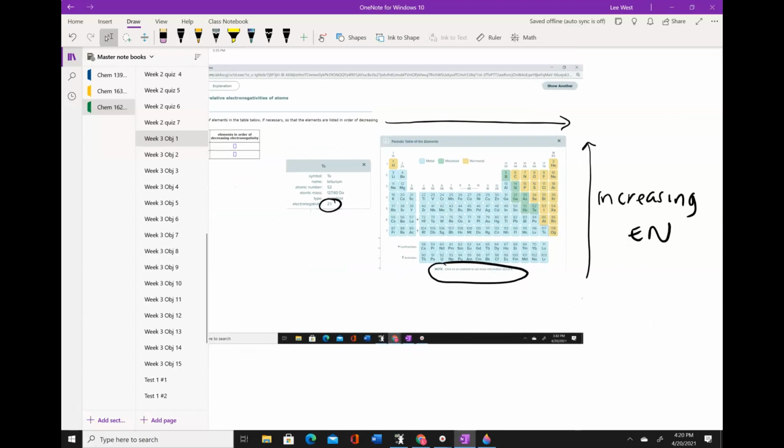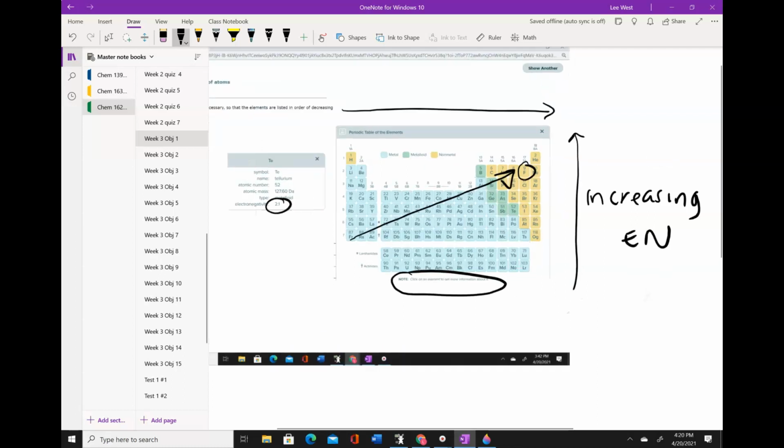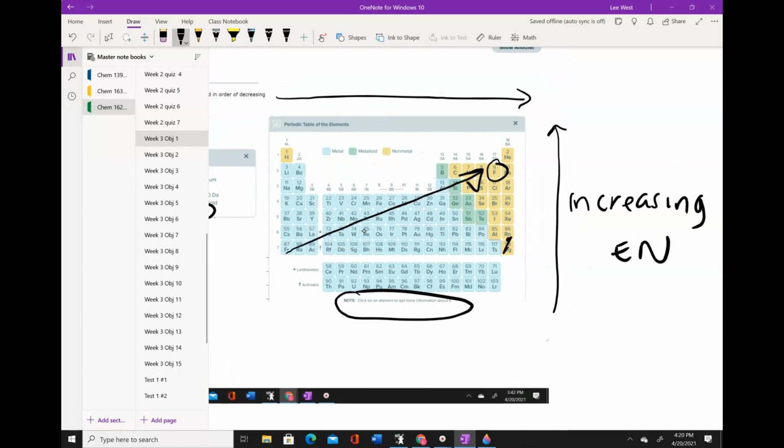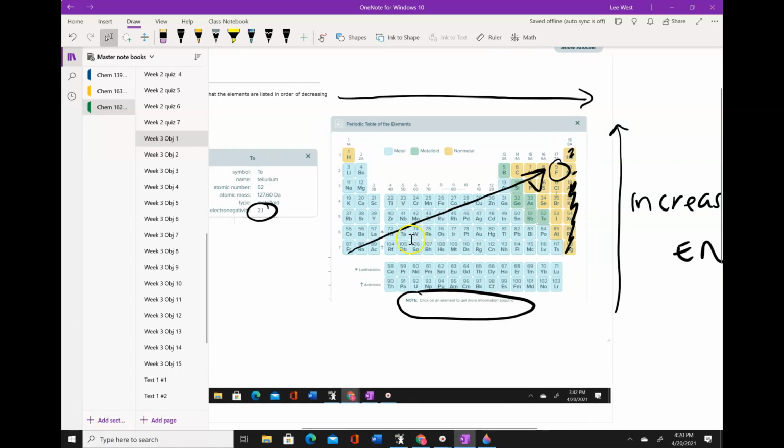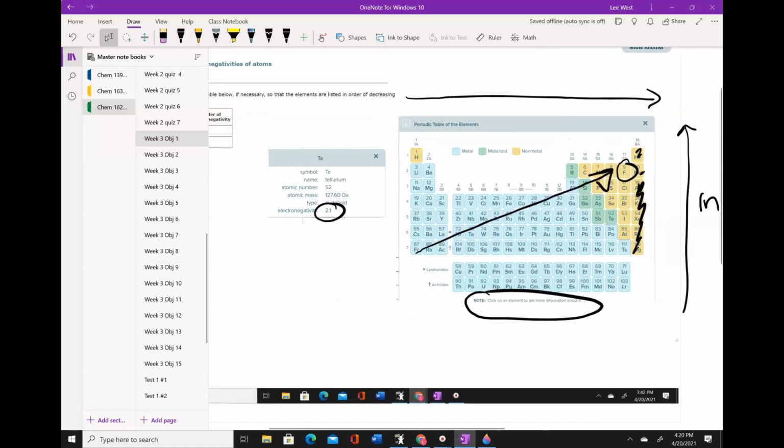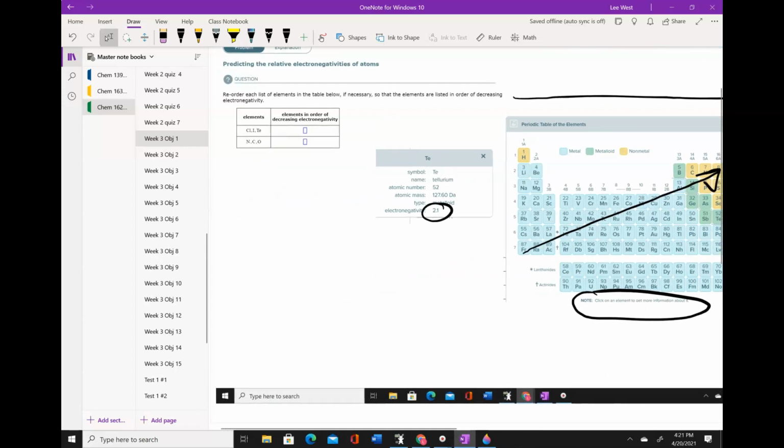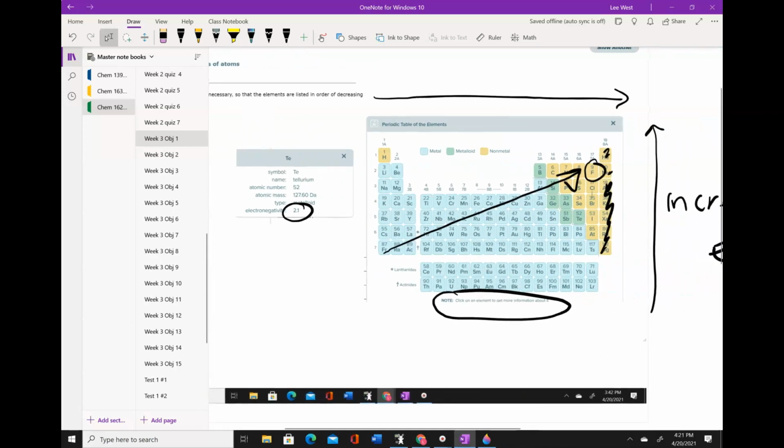So electronegativity increases towards the right of the periodic table and towards the top, and we know that fluorine has the highest electronegativity. Electronegativity is a measure of how atoms pull electrons towards themselves when they are bonding with other atoms. The noble gases tend not to bond with other atoms, so we're not really going to be considering the noble gases as part of this trend. So that being said, let's see what we've got. We've got chlorine, iodine, and tellurium.